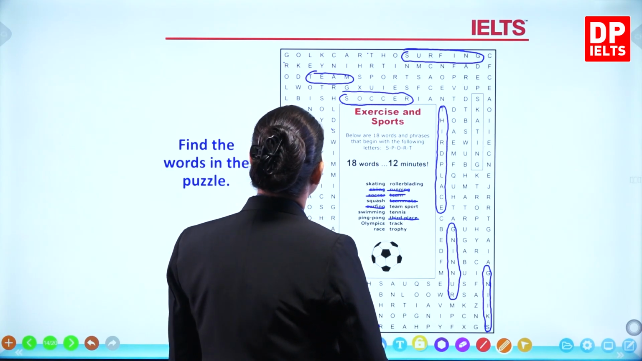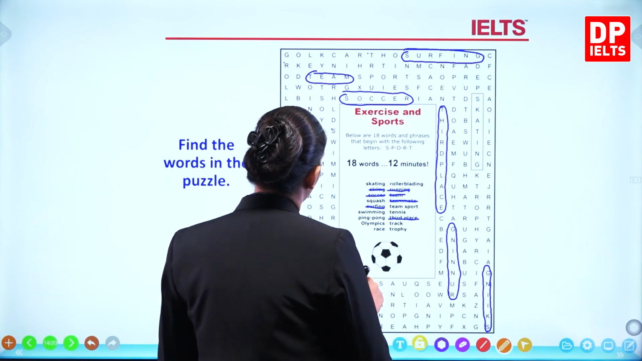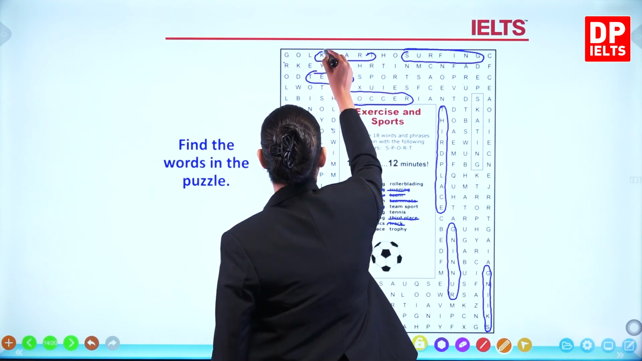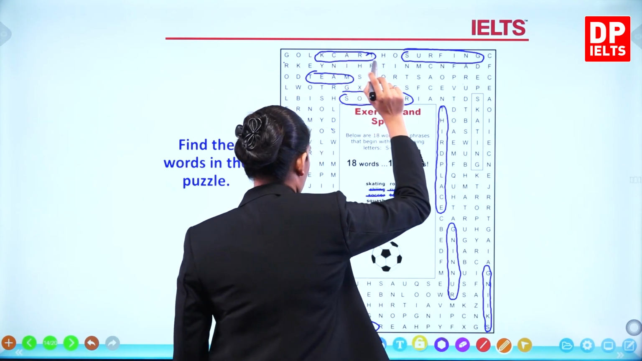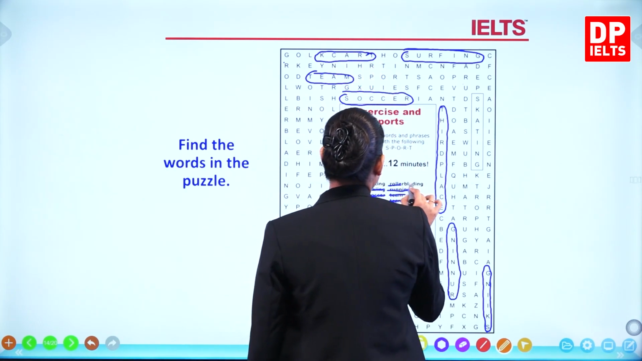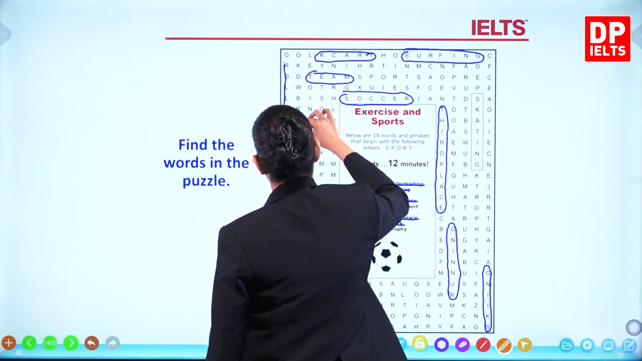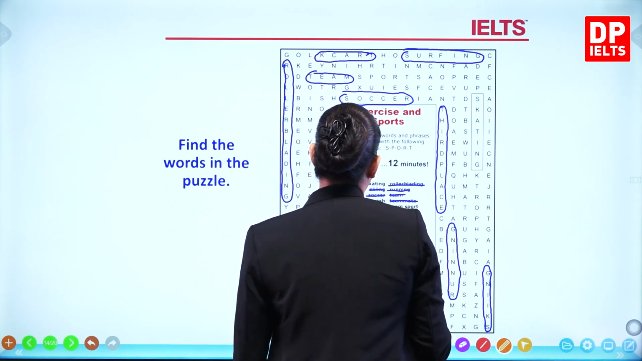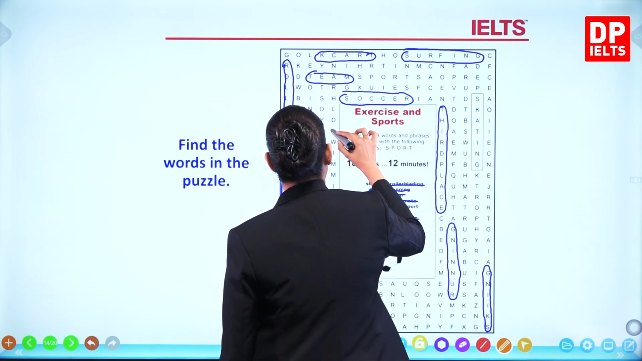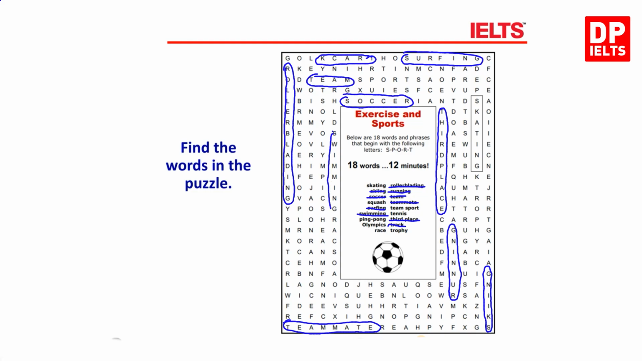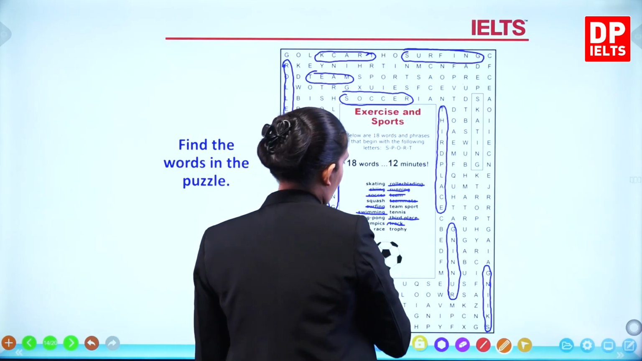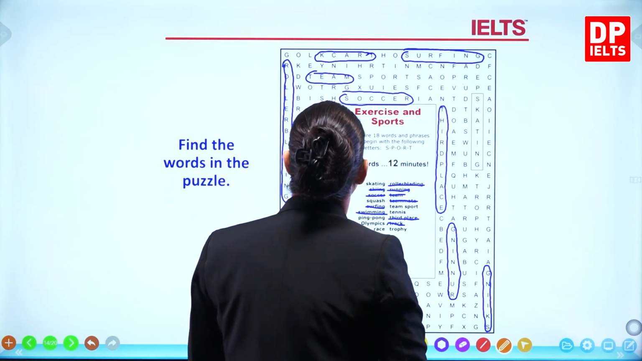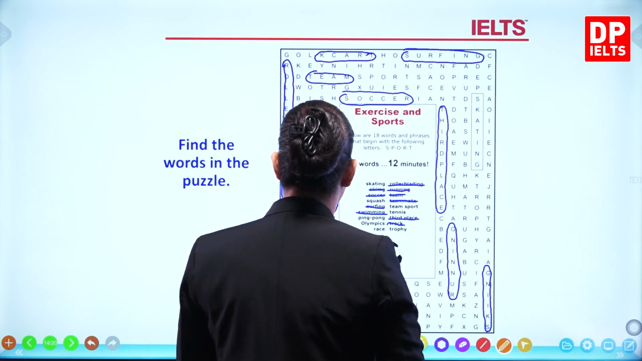Next, what do we have? Let's see. So we have track. T-R-A-C-K. So we're going to do track. Then we have rollerblading, which we're going to do here. So that's another sport. Then we have swimming. So starting with S-W-I-M-M-I-N-G. Swimming. All right. So let's have a look at the other ones. Race. Can you see race? Starting with the letter R. Okay.